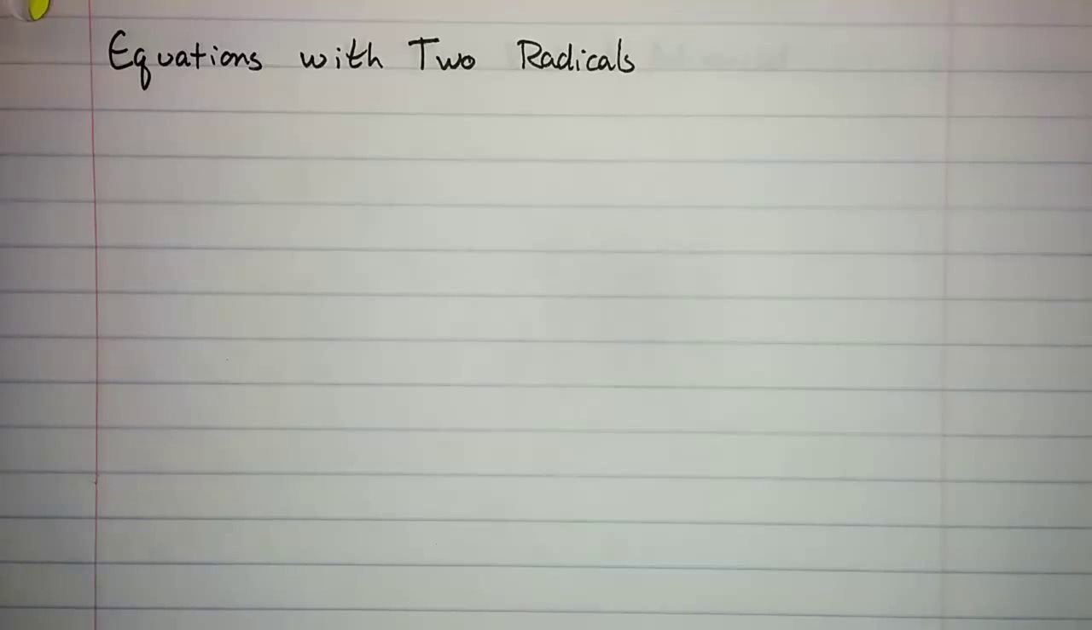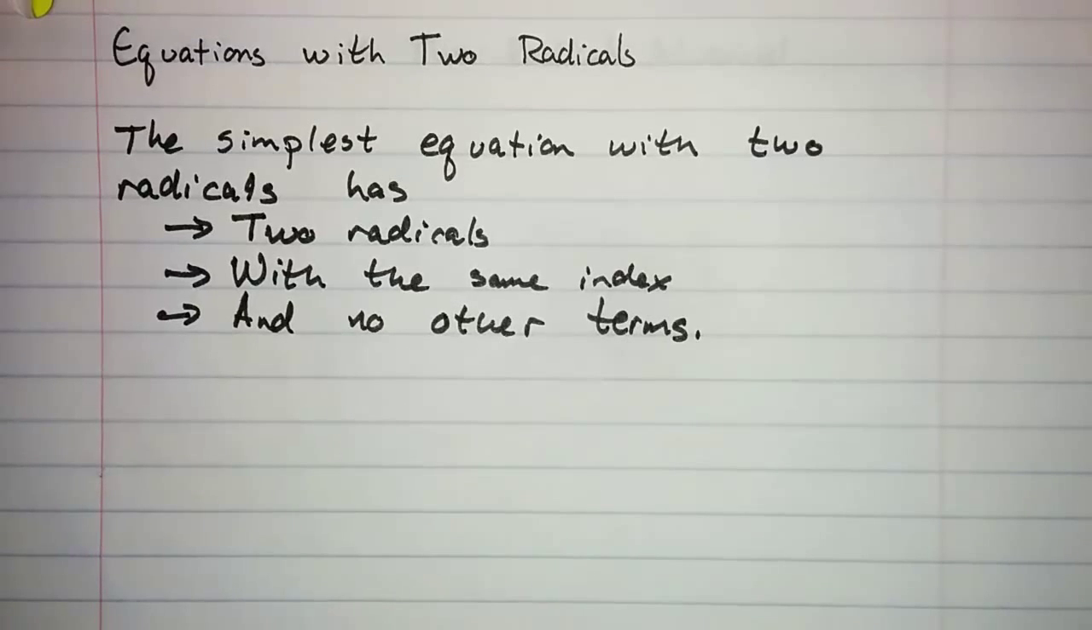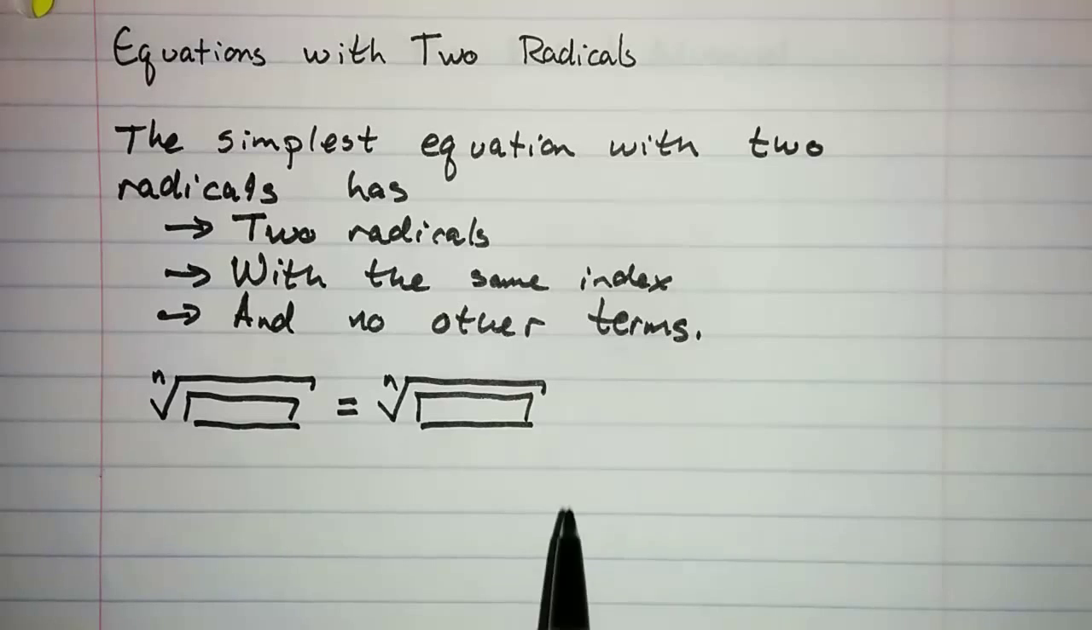What about equations that contain more than one radical? Let's consider for a moment equations that contain two radicals. The simplest equation of this kind contains two radicals with the same index and no other terms. So it either looks like the nth root of one expression equals the nth root of another expression, possibly with coefficients. We can deal with that.